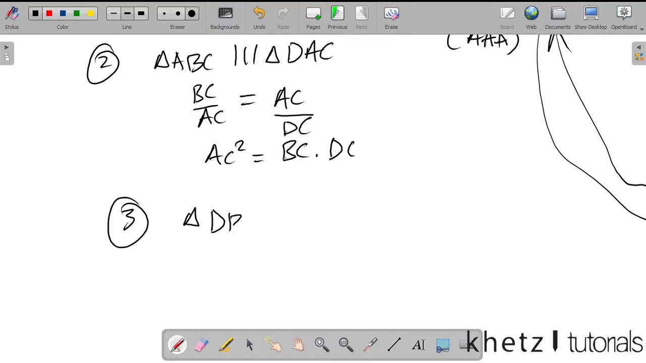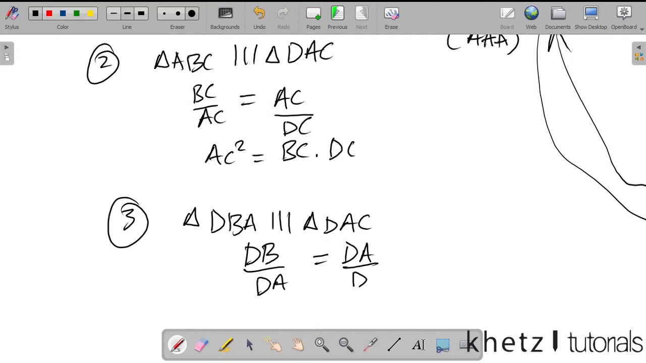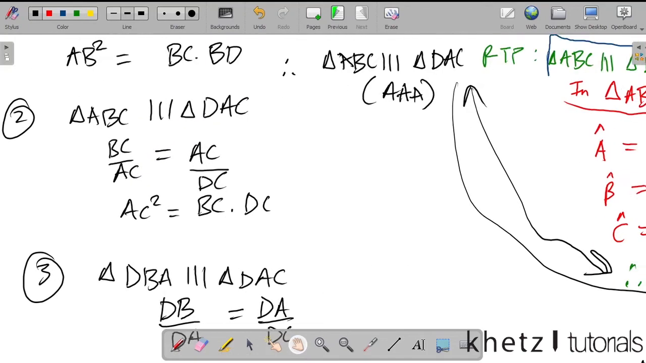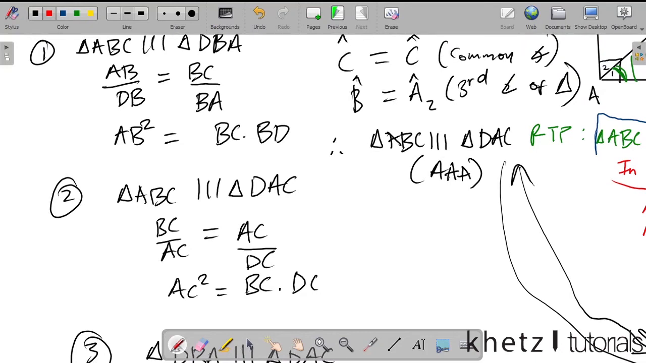And finally, if you look at DBA similar to triangle DAC, you'll find that DB divided by DA is equals to DA divided by DC. And if you cross multiply again, you should get DA squared equals to DB multiplied by DC. And we're actually going to use these in the final steps after computing our corollaries.